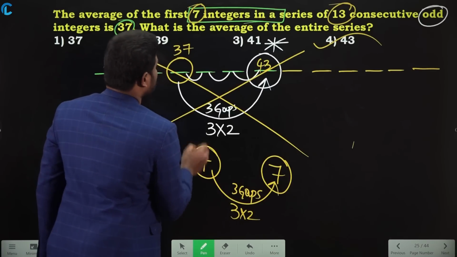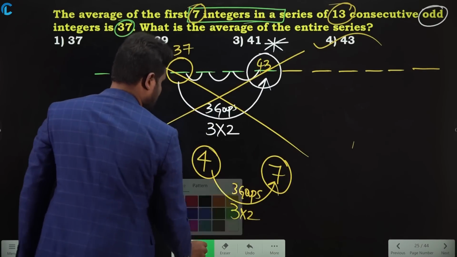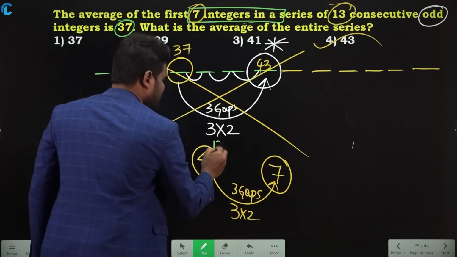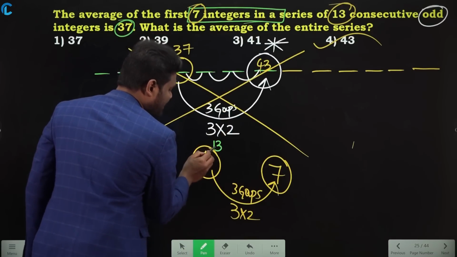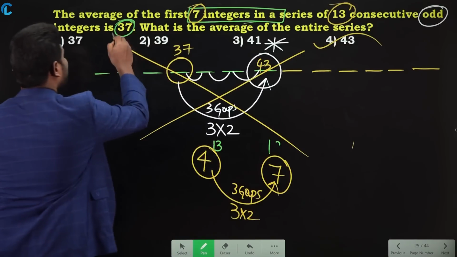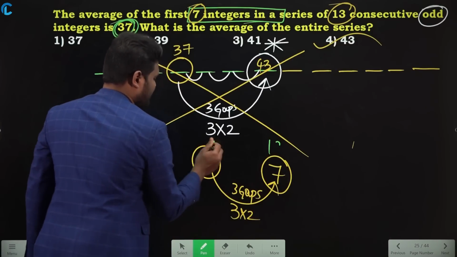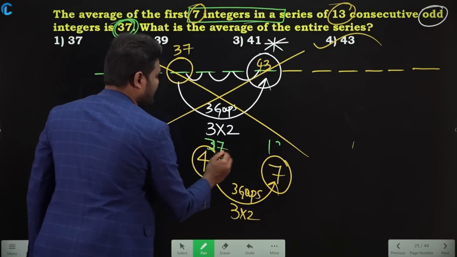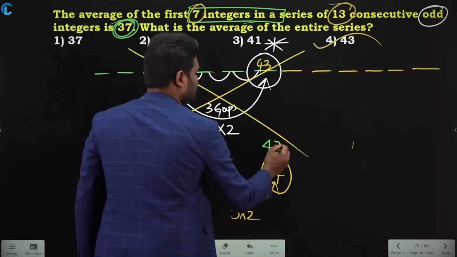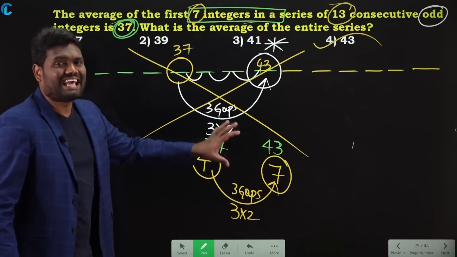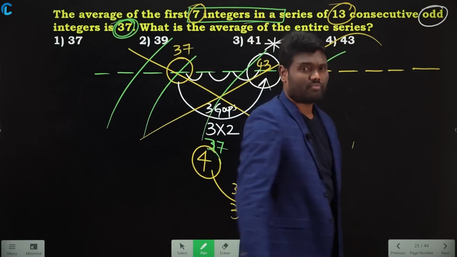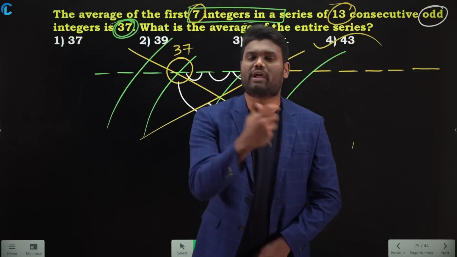So for 7 consecutive numbers, the average is how much? 13. If this number is 13, then this number should be 13 plus 6. The number here is 37. If this number is 37, now this number is going to be 37 plus 6, which is 43. Okay. So directly I can solve this. Even this representation is not required. Without representing, directly you can mark the answer.